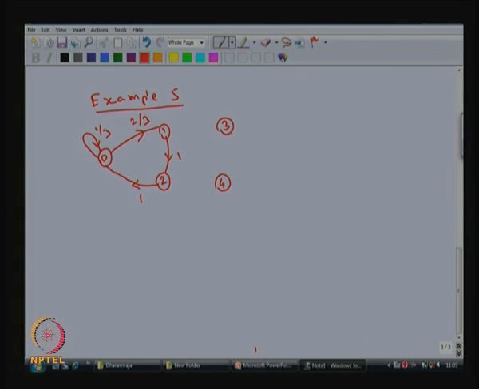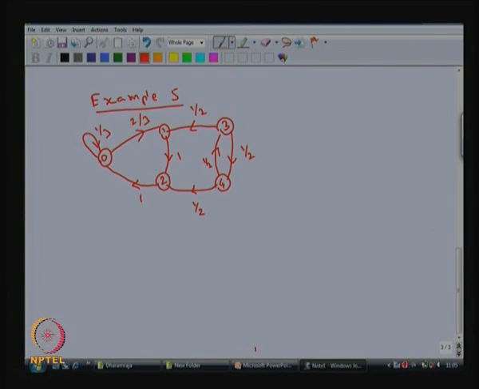For state 3, with some probability it goes to state 4, with some probability it goes to state 1. For state 4, with some probability it goes to state 3, with some probability it goes to state 2. The way I have drawn the state transition diagram, I take care that the row sum is 1. So, you can equivalently have a one step transition probability matrix also. Here I have only the state transition diagram for this DTMC.